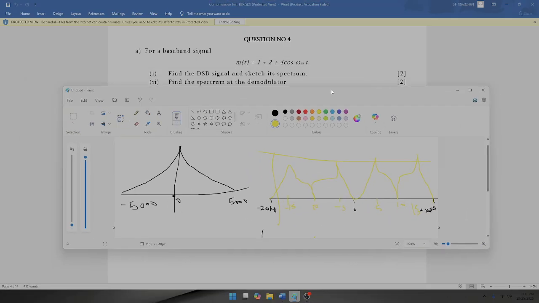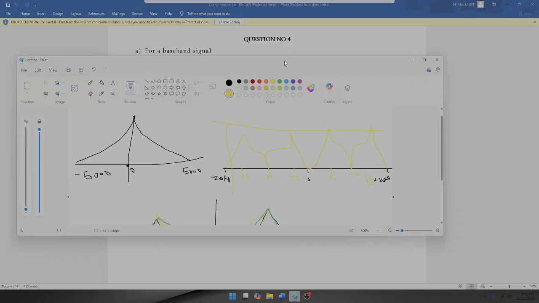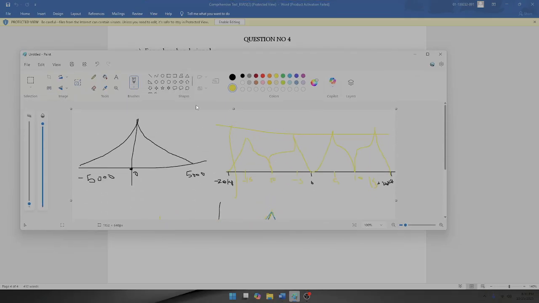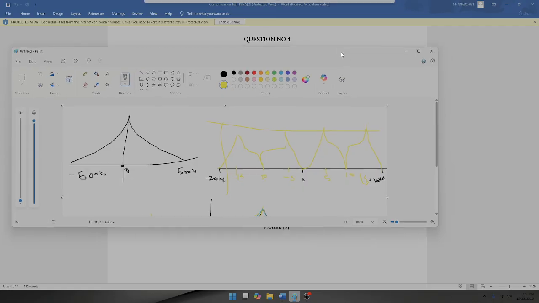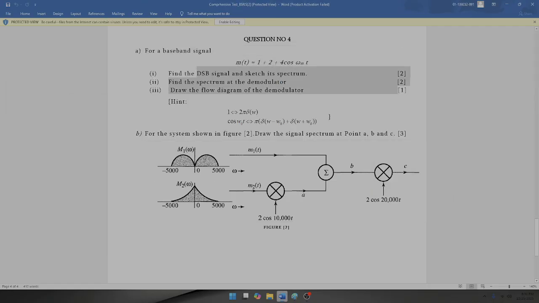That's how signals are modulated and demodulated. And if you have a proper understanding of what modulation and demodulation are, it's going to be easier to do this one. I'll upload this solution soon.